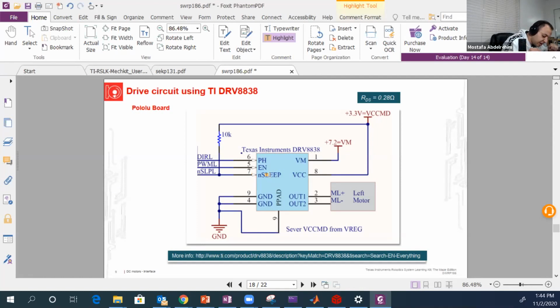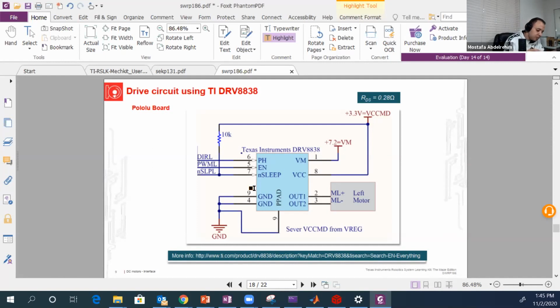And the last pin, you can consider it as sleep or not sleep, or on or off, something like this. And it's a negative logic. So if you put one, it will not sleep, it's on. If you put zero, it will sleep. Okay, so the IC will be off, so the motor will not run.